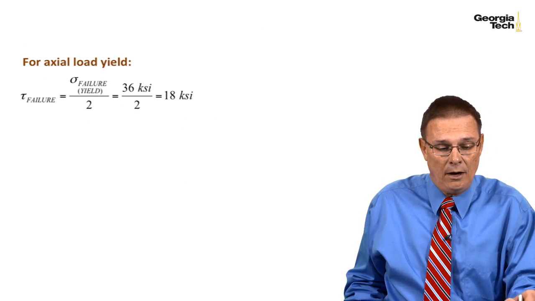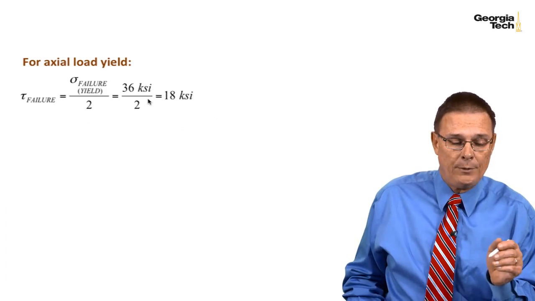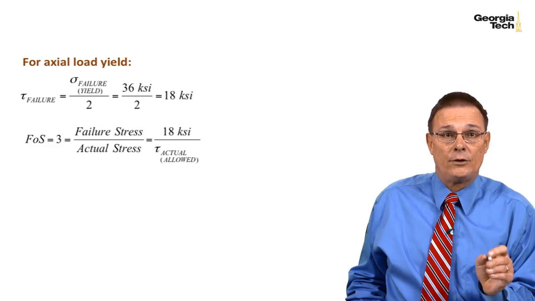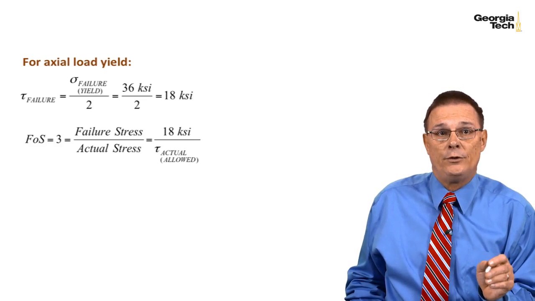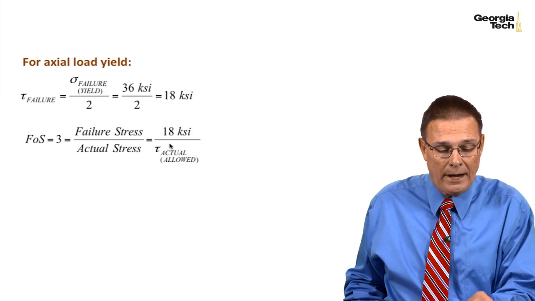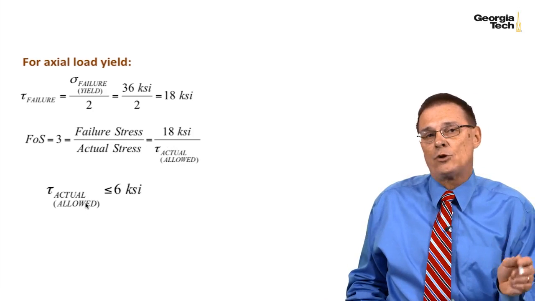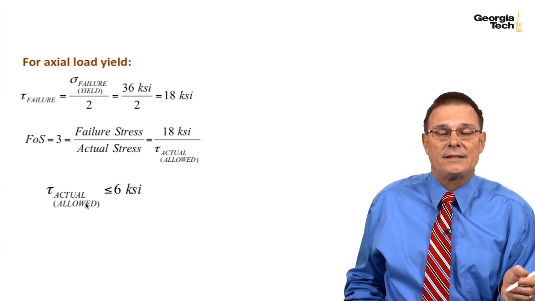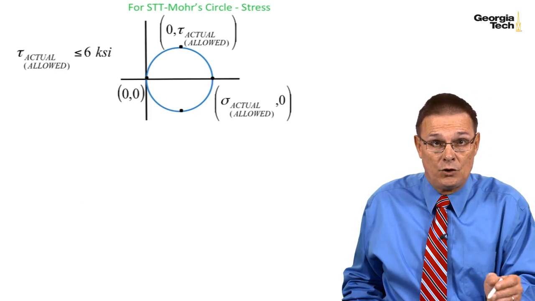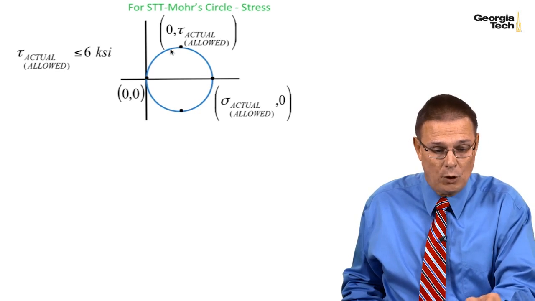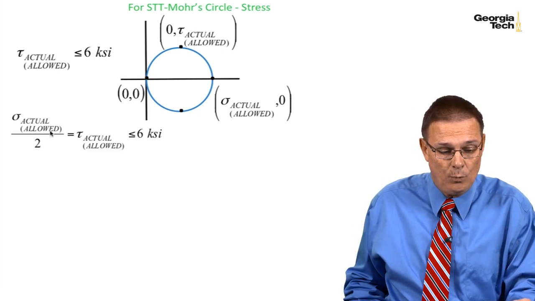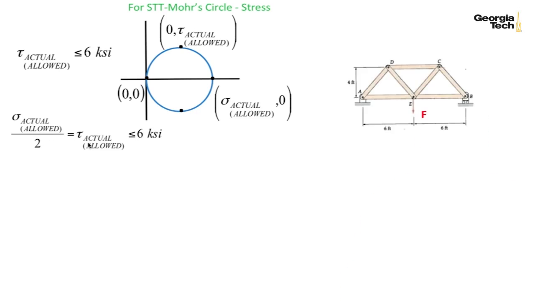Okay, so we have our axial load failure for shear, and we have to now include the factor of safety, which we want to be 3 for yielding. And so therefore we have our failure stress, which is 18 over whatever our actual stress is going to be, which says our actual or allowed stress can only be 6 KSI or less. And so here again, on the simple tension test for Mohr's circle, I've shown now the actual or allowed shear stress. We see the actual or allowed normal stress. We know that they're related by a factor of 1/2.